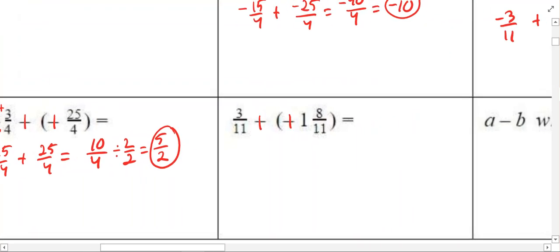Additive inverse. Change this one here. It's going to be 19 elevenths. And this is now going to be 22 elevenths. 22 elevenths can be simplified to 2.